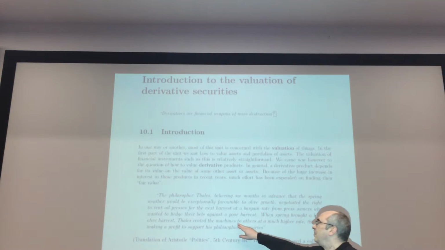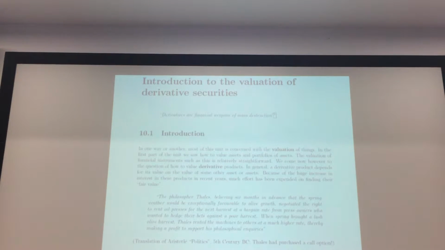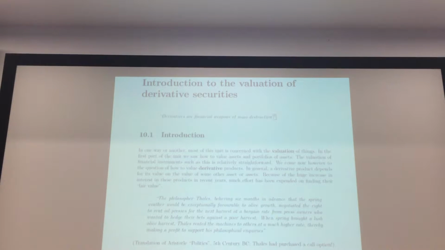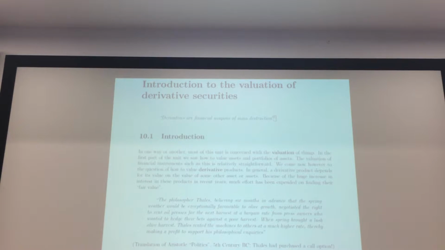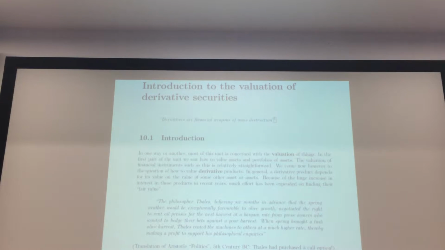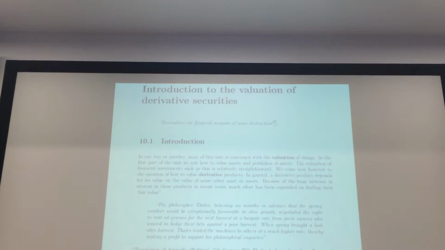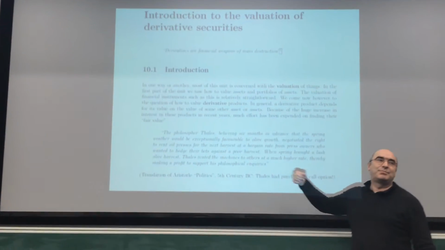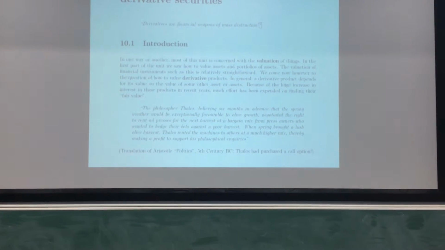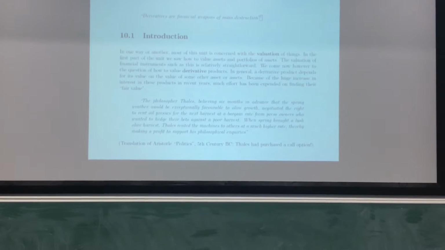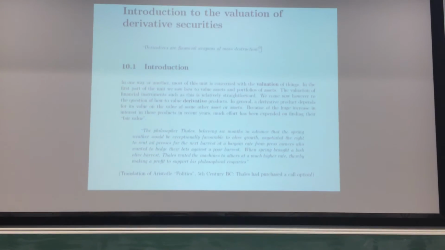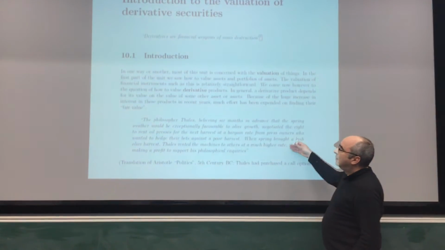When spring came, there was a good harvest, so he'd rented them. He then took those actual olive presses, and he didn't actually use them himself. He sublet them to somebody else at a much higher price. So he didn't own them, but he sublet them, and therefore made a profit. That's probably one of the first examples of an option or a derivative security in history.